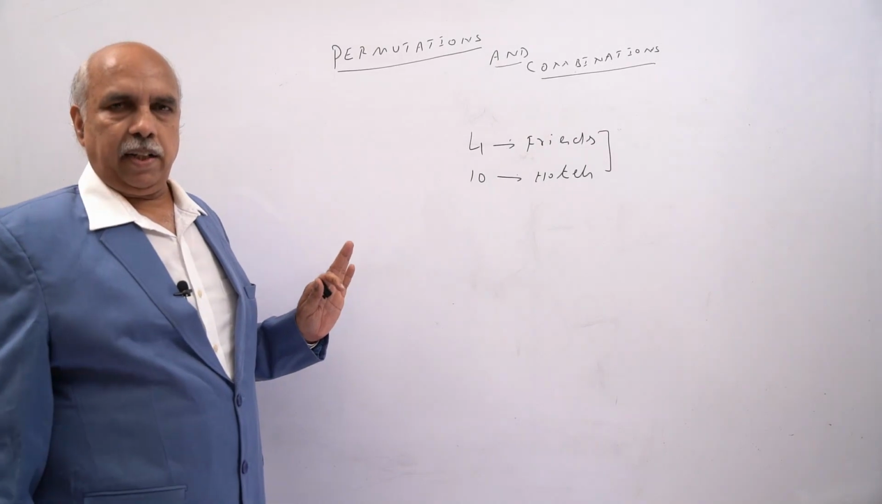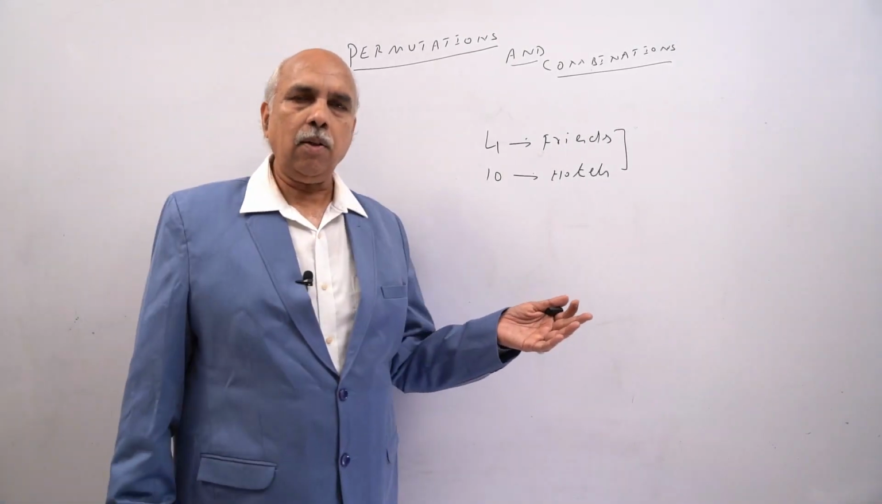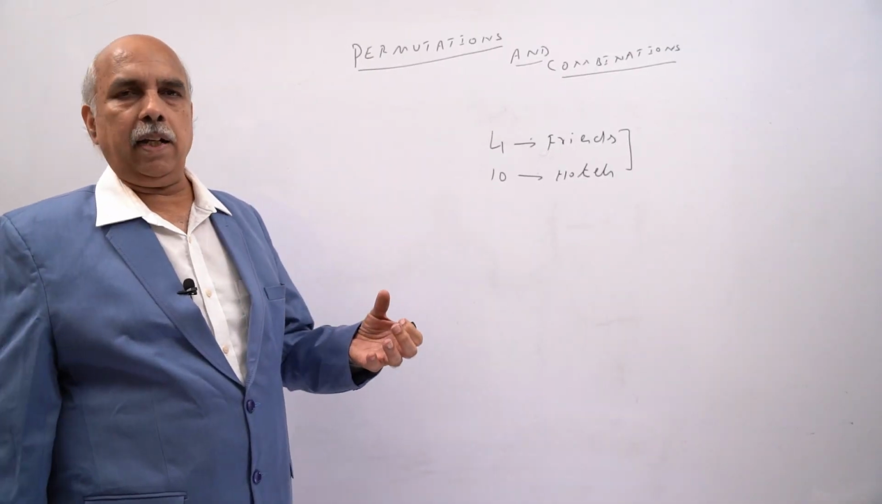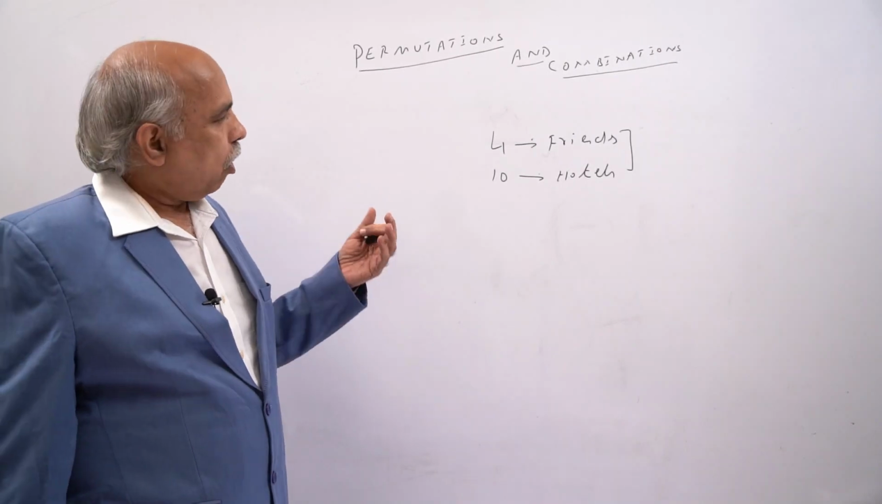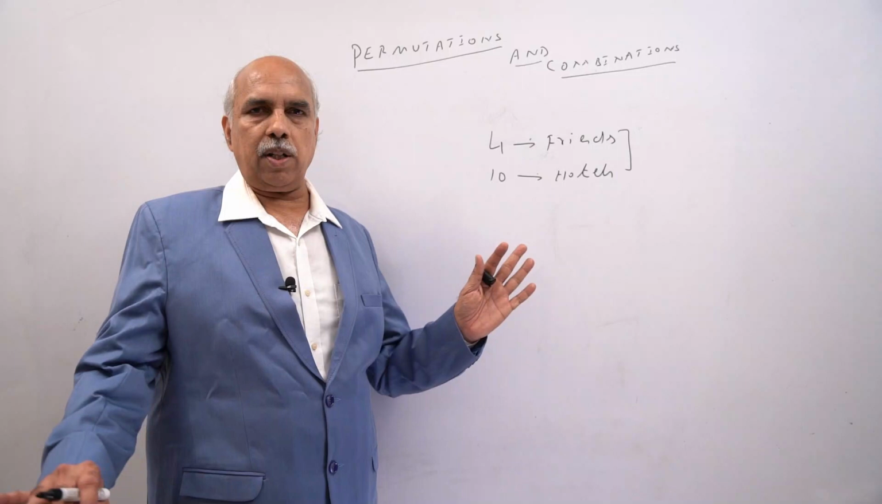There is no restriction given here. That means all the 4 people can stay in any of the hotels, or the same hotel. 2 can be in one hotel and 3 can be in another hotel, 1 can be in another hotel, or all 4 can be in different hotels. Various possibilities can come. There is no restriction.